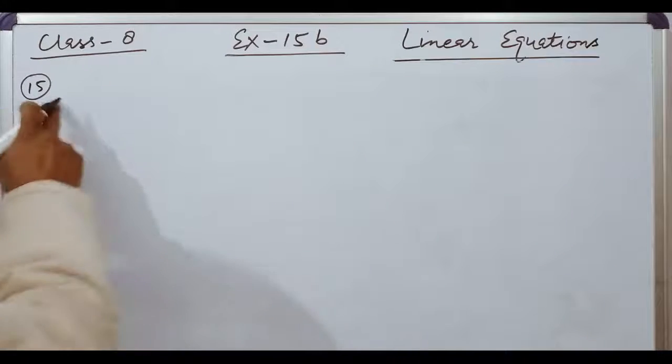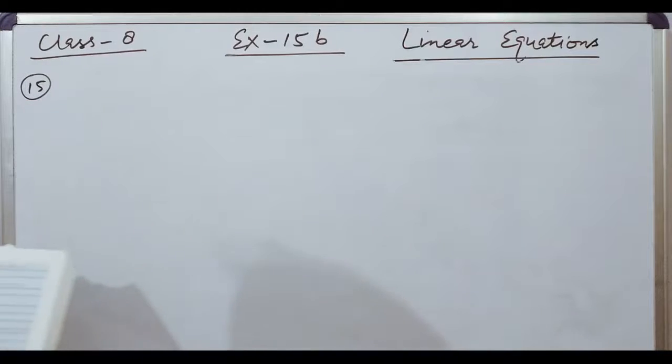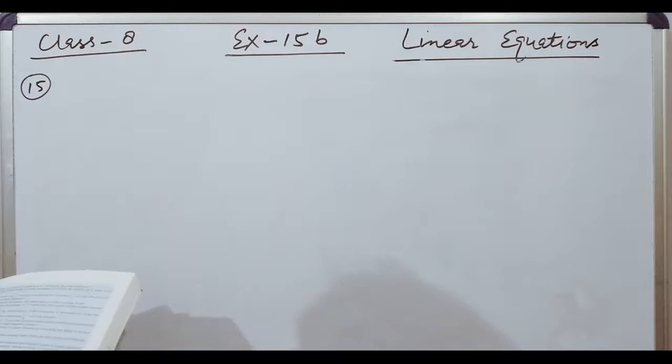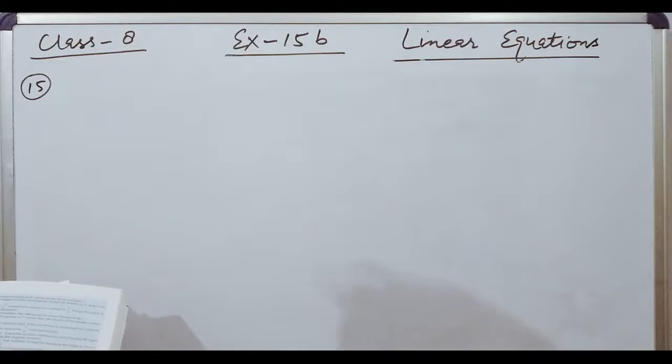Now question number 15. Two cars A and B leave Mumbai at the same time, traveling in opposite directions. If the average speed of car A is 8 km per hour more than that of B, and they are 300 km apart at the end of 6 hours, what is the average speed of car A?